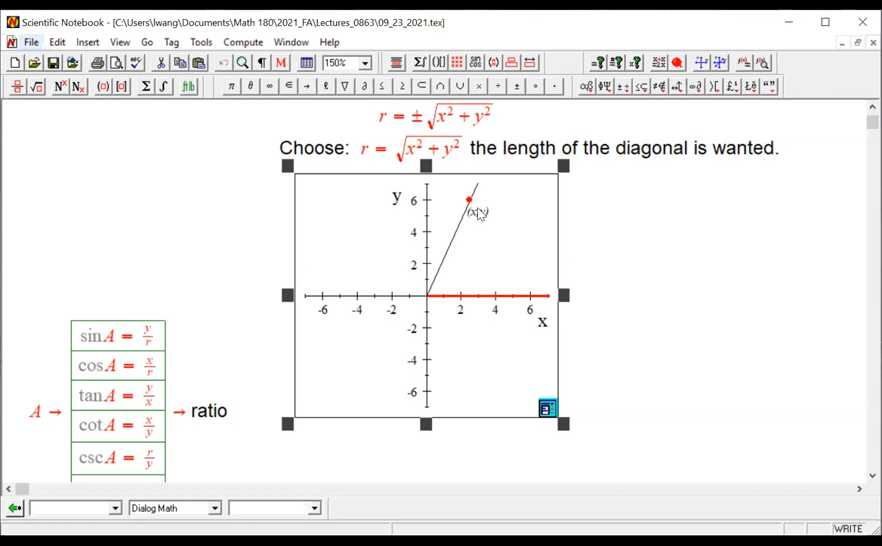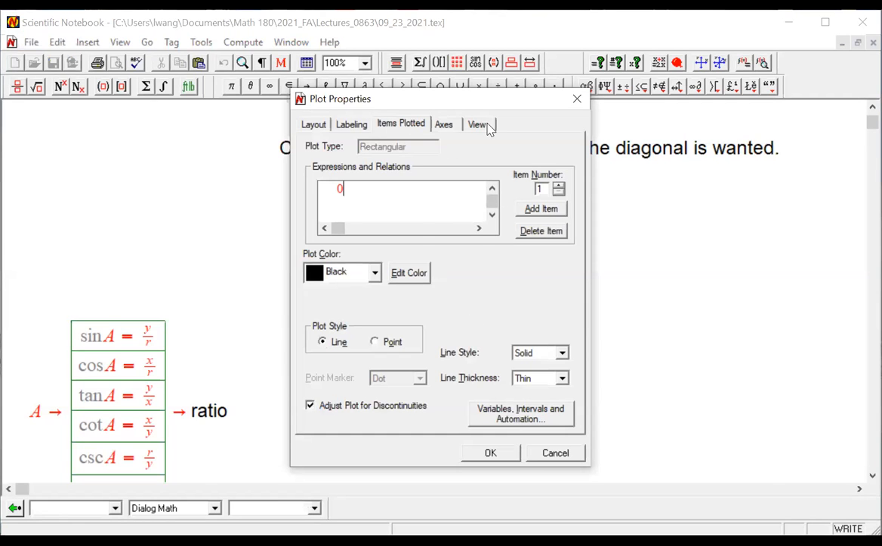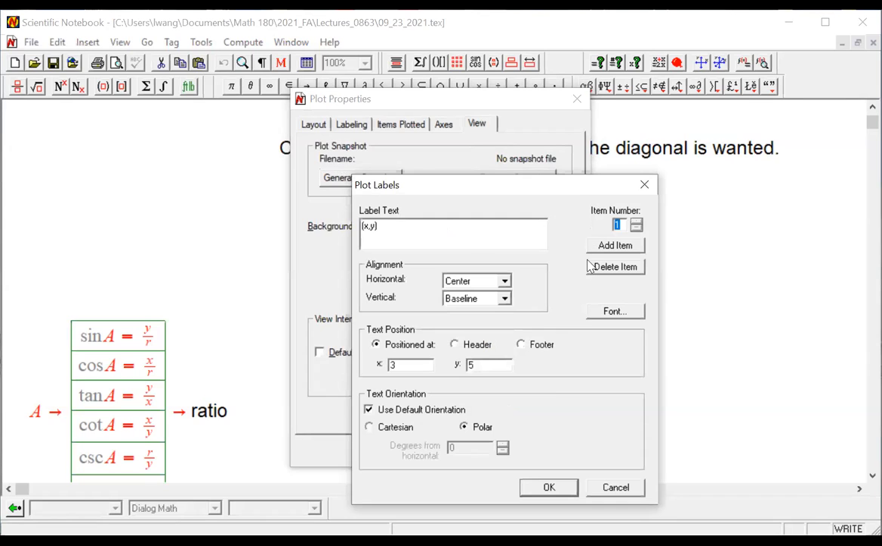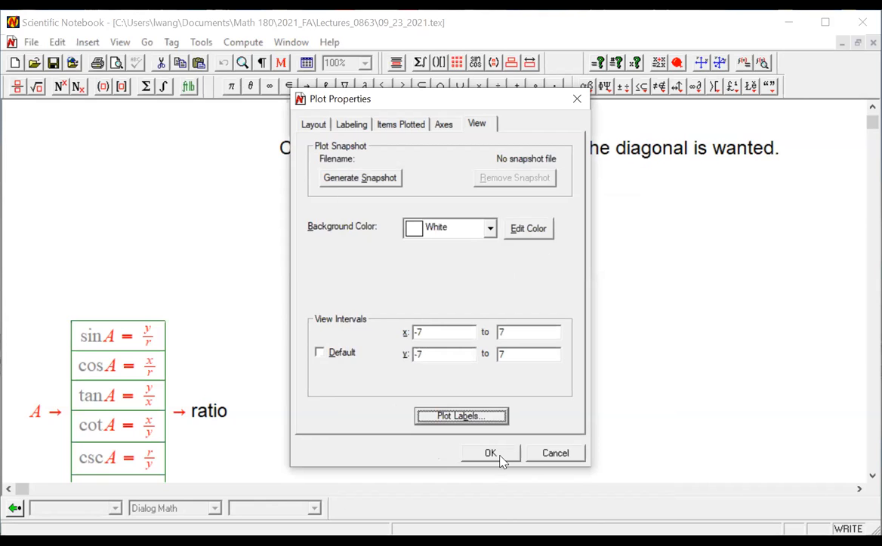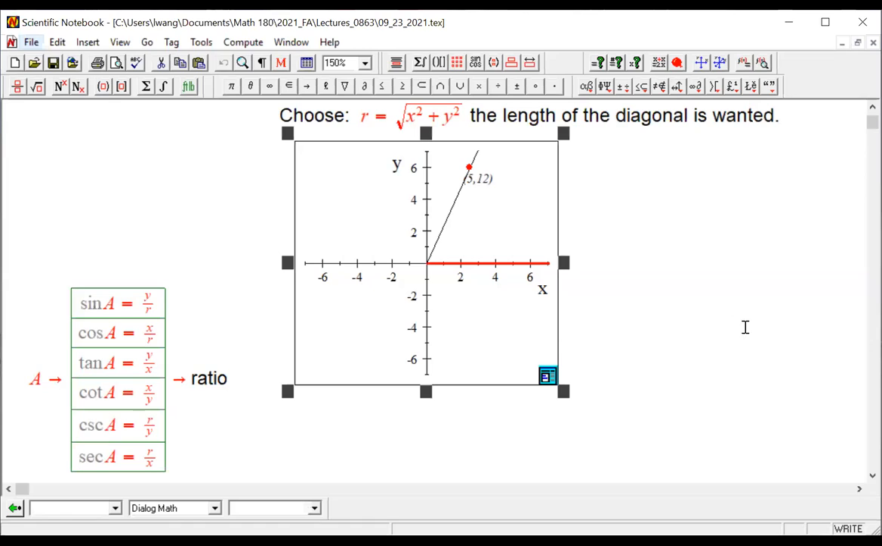The point I'm going to give you this time will be a real point. And the point I'm giving you is going to be 5, 12.